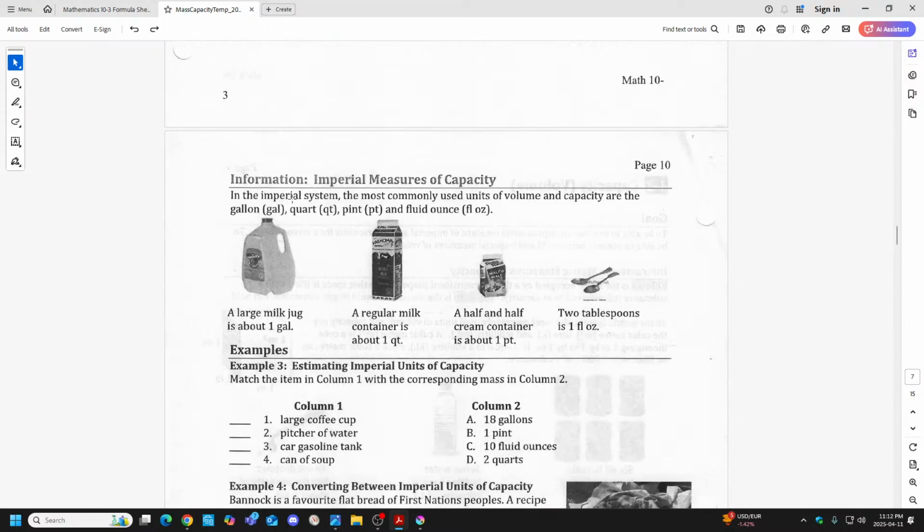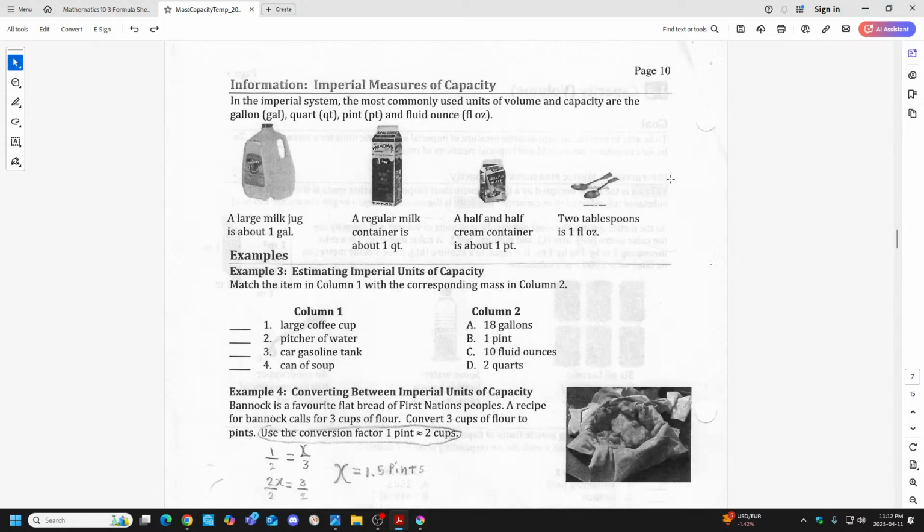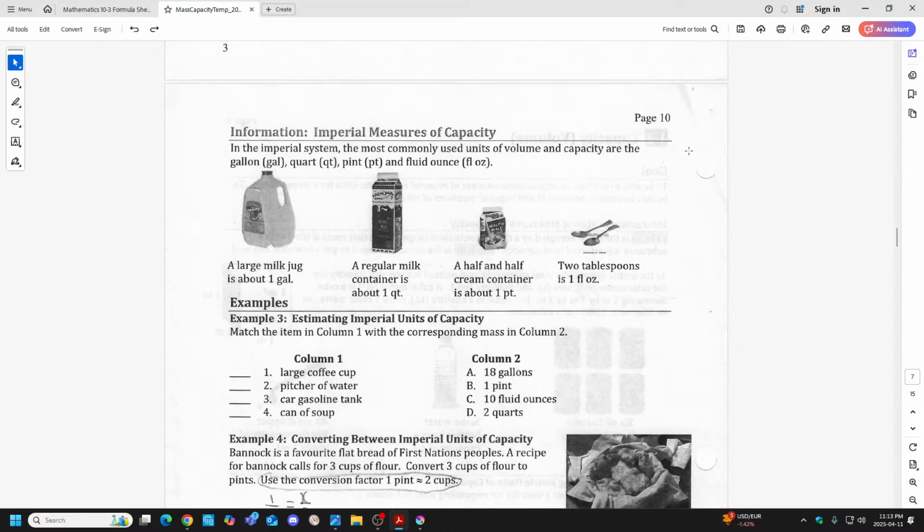All right, let's continue. Information, imperial measures of capacity, imperial system, the most commonly used, blah, blah, blah. I don't mean to say blah, blah, blah, but I'm just trying to speed things up. I'm getting late, want to kind of get through this. I'll probably continue this tomorrow. Again, I need some sleep, but I'm still pushing and grinding here for you guys.